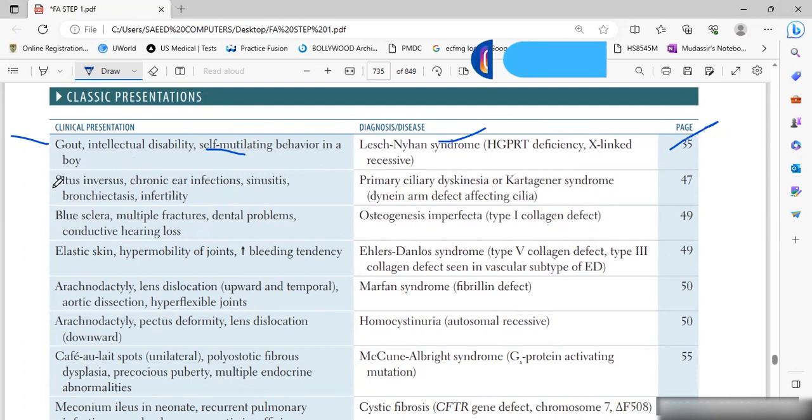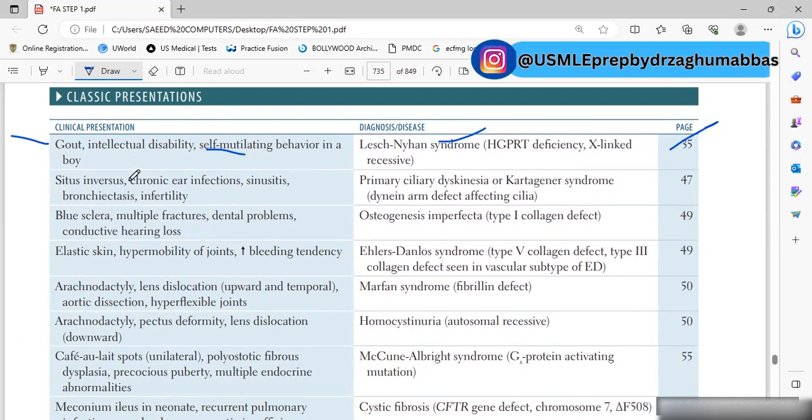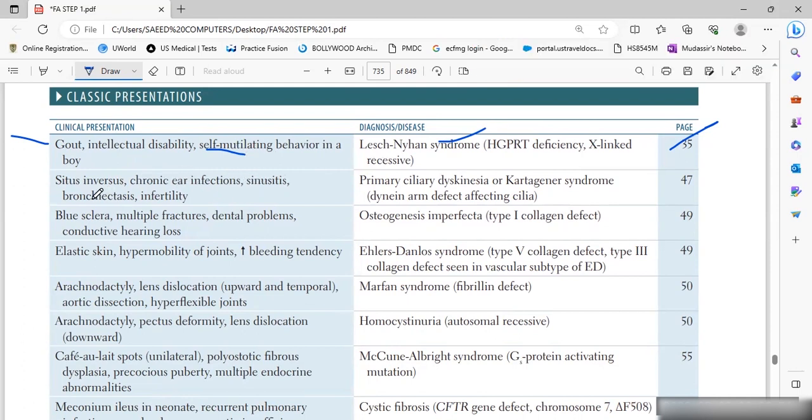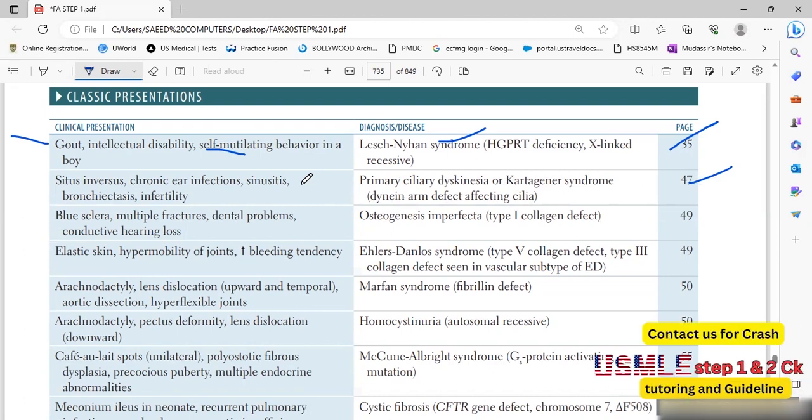Next is situs inversus, chronic airway infection, sinusitis, bronchitis, and infertility. That is primary ciliary dyskinesia, or Kartagener syndrome. It is a dynein arm defect affecting the cilia. Here I will cover this presentation, and I will also give you other differentials, so be aware of them.